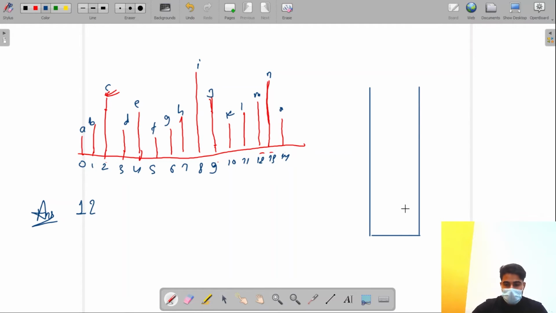The moment the value gets removed from the stack, the next step is adding the correct value to our stack. What is the correct value for this stack? The correct value is nothing but the day on which we are working. So we are working on the C day. C day means the third day.